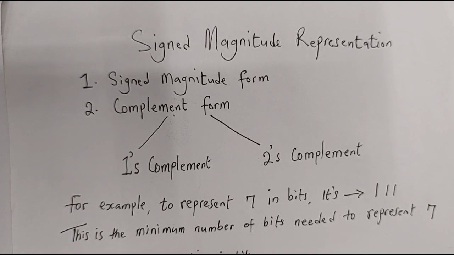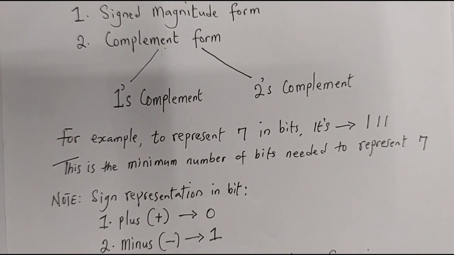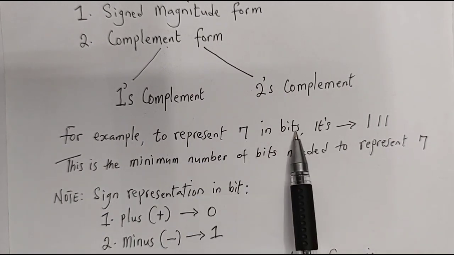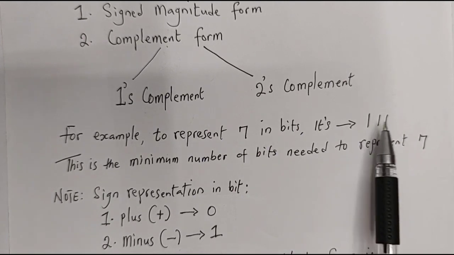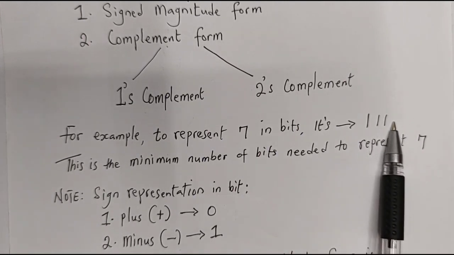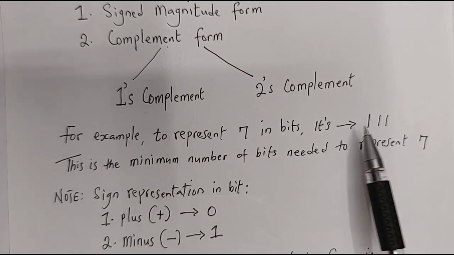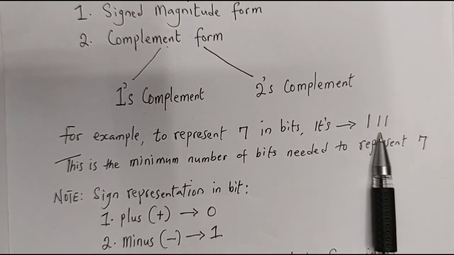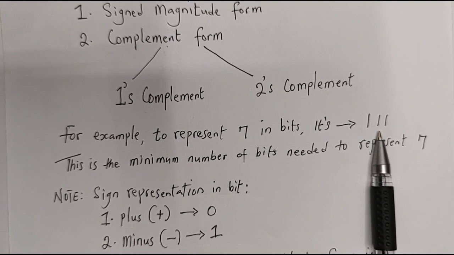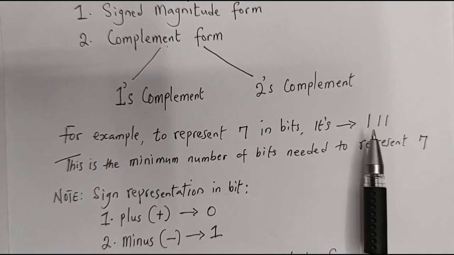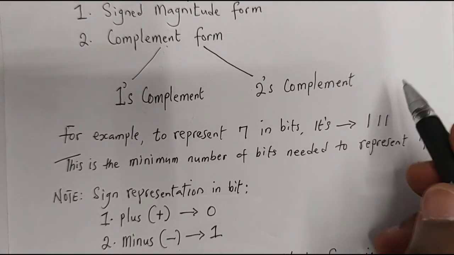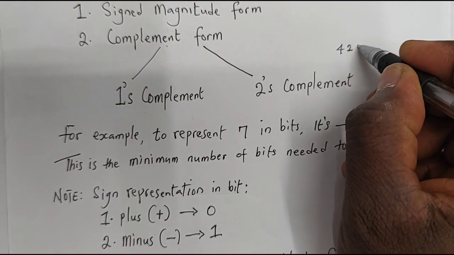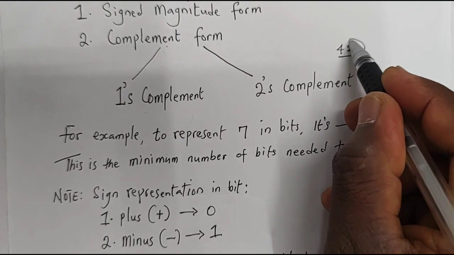Now let's take the first example. For example, to represent 7 in bits, 111. Now you may be wondering, why is 7 represented as 111? Now we are trying to represent 7 in binary bits, in the binary system. Remember, the code is 4 2 1, and this is the code. Remember this code.